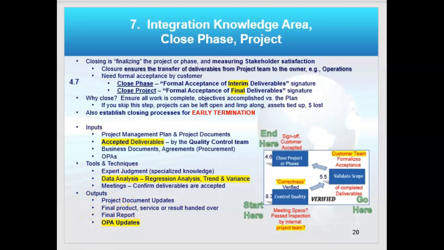Notice in the inputs, the different one is accepted deliverables. This is accepted, this means by the quality control team. So your own quality control team, which is this process 8.3, is first going to review it and recommend that it's ready. Then you take this deliverable to 5.5, which is called validate scope as a process, and the customer gets to sign off on it. Then you're ready for this process, which is close project or phase.